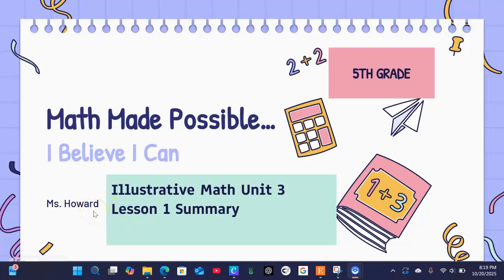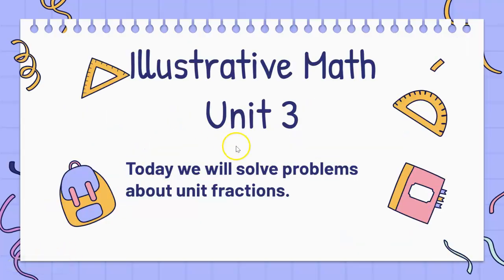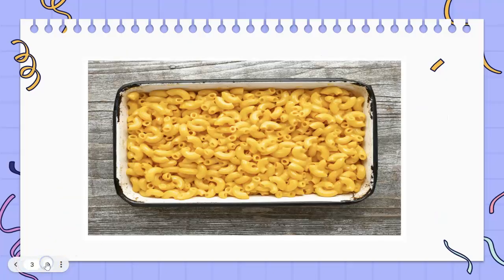I'm your current teacher, Ms. Howard, and today we're going to be using the fifth grade Illustrative Math curriculum to review Unit 3, Lesson 1, and this is going to be a summary of the lesson. Today we're going to be solving problems about unit fractions.